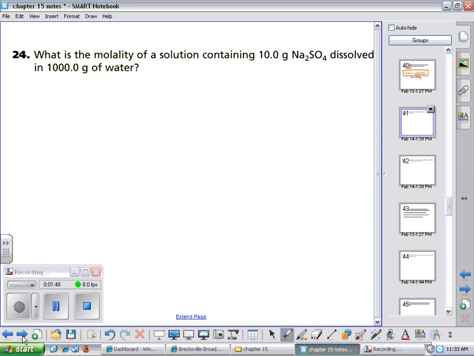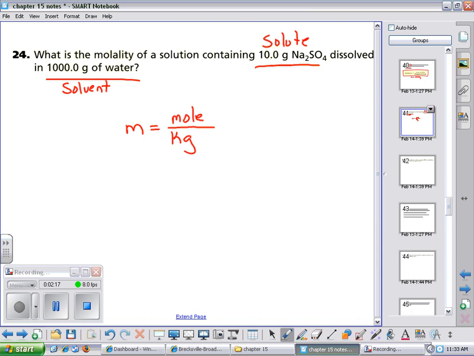So it says, what is the molality of a solution containing 10 grams of sodium sulfate dissolved in 1,000 grams of water? So you have your solute and you have your solvent. Now, according to the equation, to find molality, it's moles of the solute over kilograms of the solvent, which neither one of these are in the appropriate units. So I have 10 grams of my solute. It needs to be in moles. So we have to do some converting here.